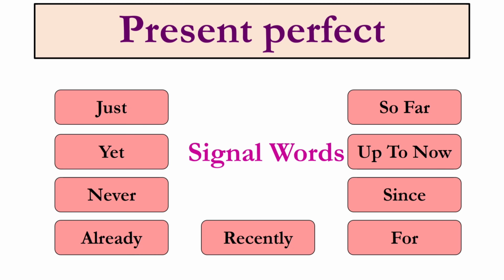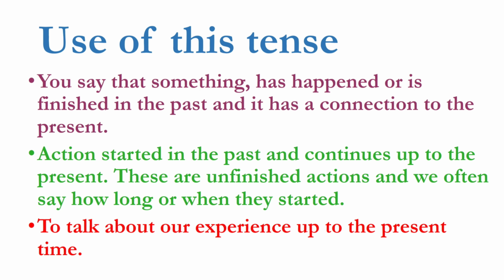The third form of present tense is present perfect. There are some signal words for this tense: just, yet, never, already, so far, recently, up to now, since, for. This tense can be used in the following conditions. You say that something has happened or is finished in the past and it has a connection to the present.